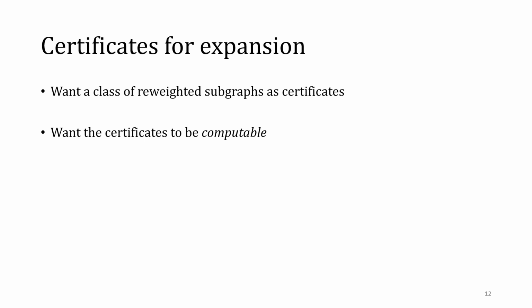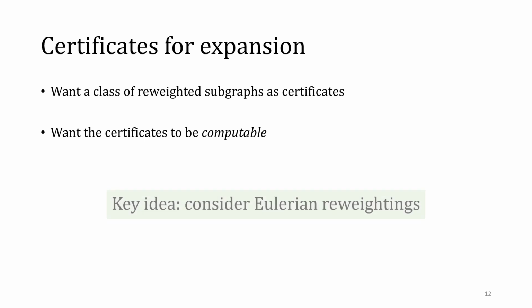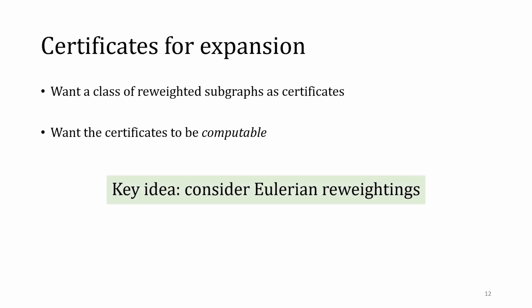So our idea is to do something similar to reweighted eigenvalues for vertex expansion. That means we want to look for certificates for expansion. We want to find a class of reweighted subgraphs so that their conductance could lower bound the expansion quantity that we're interested in. Moreover, we want the certificates to be computable. So with this in mind, the idea that we came up with is to consider Eulerian reweightings.